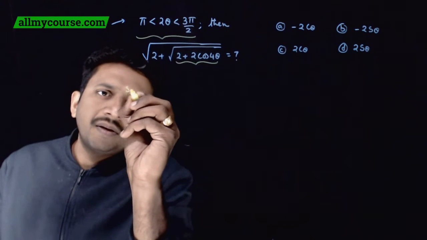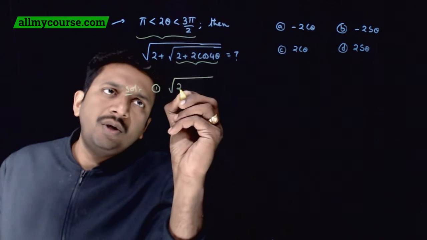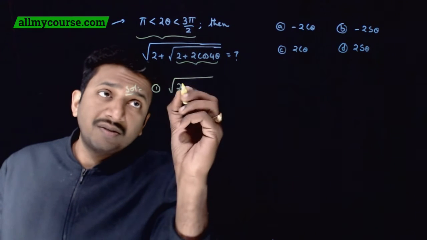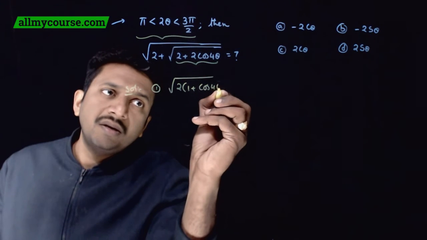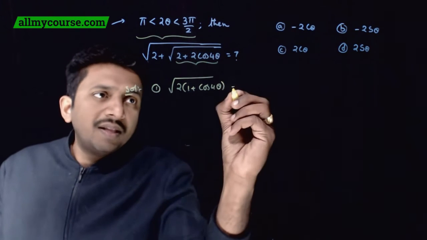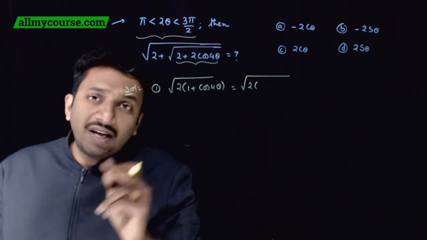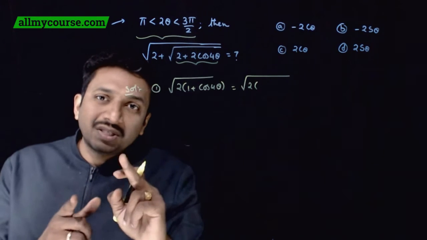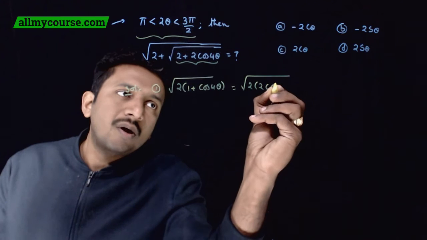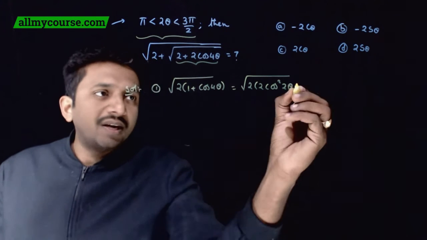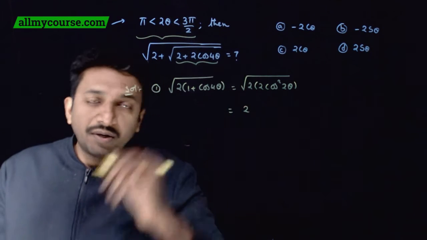So first, what is root of 2 plus 2 cos 4 theta? That is, if I take 2 common, 1 plus cos 4 theta, right? That is equal to root of 2 times 1 plus cos 4 theta, which is nothing but 2 cos square 4 theta by 2, which is 2 theta. So 2 cos square 2 theta, right? Which is equal to, so 2 into 2, if it comes out of square root, you get 2.